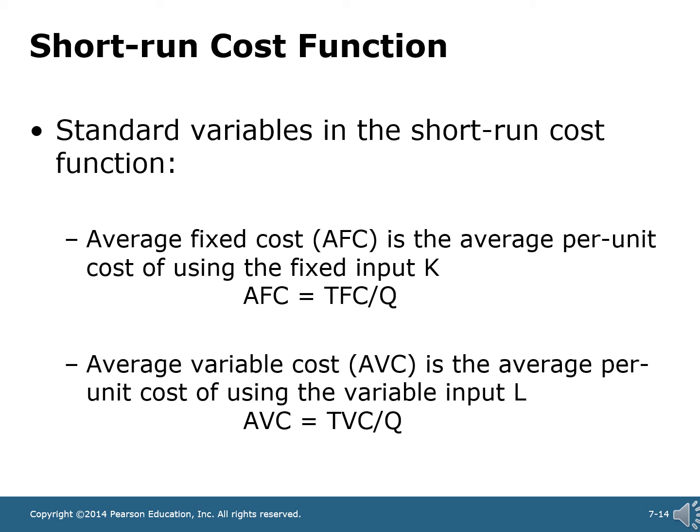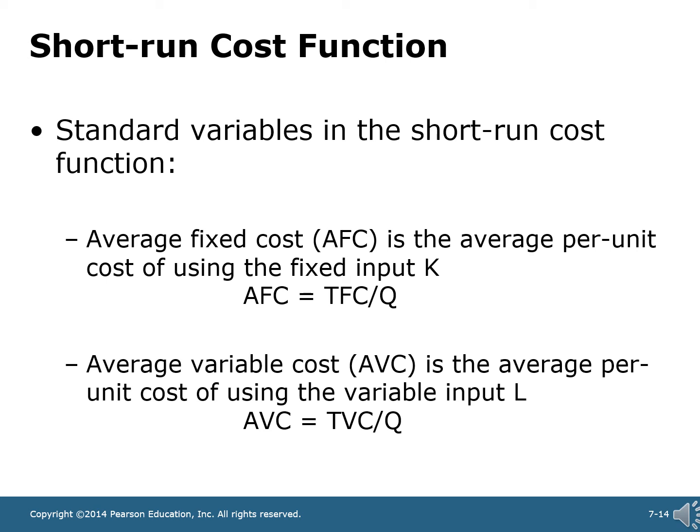Next, we have the average fixed cost, which we abbreviate as AFC. This is our average per unit cost of using the fixed input, K, or capital. So now our average fixed cost is going to equal the total fixed cost divided by the quantity that we're producing. So we're just taking the average here.